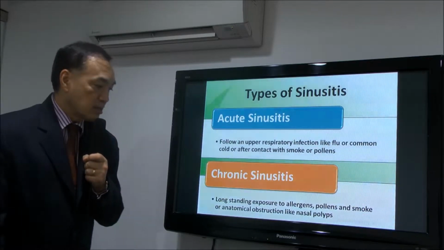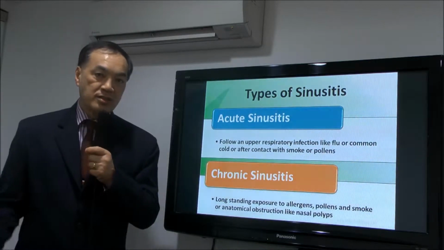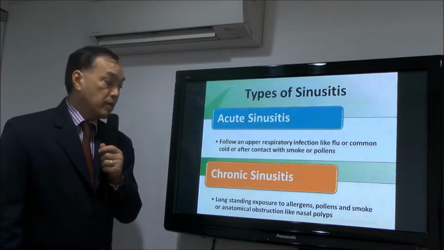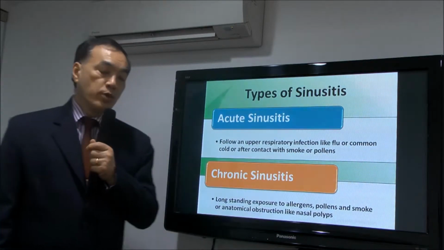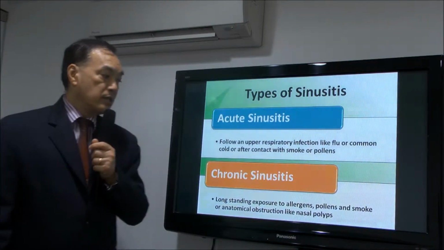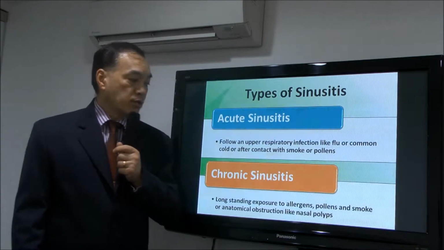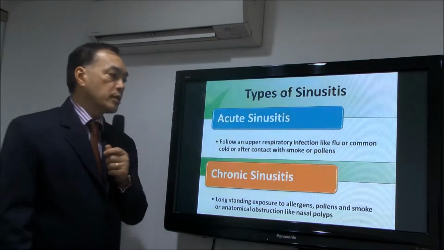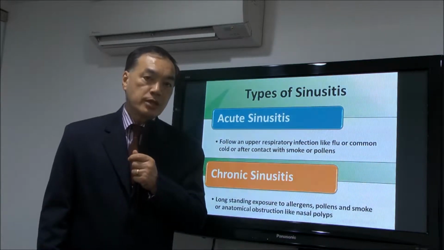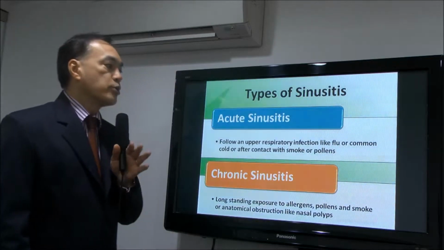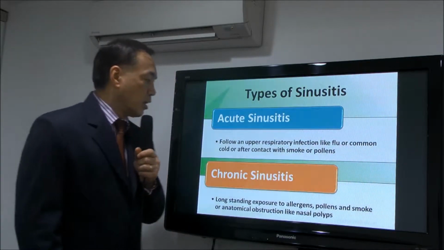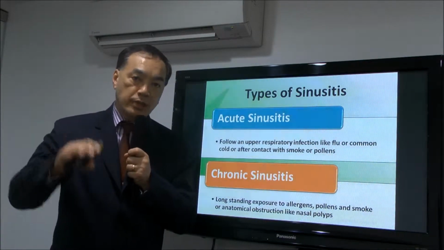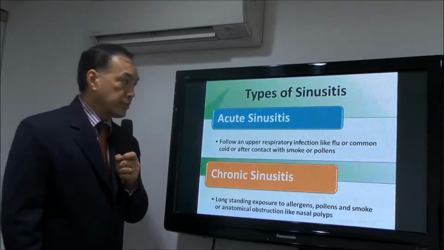Chronic sinusitis is a long-standing exposure to allergens, those substances that cause allergy, like pollens and smoke. But it can also be caused by an anatomical outgrowth in the nasal area, called nasal polyps in particular. So our aim is to reduce the toxins coming in, to strengthen our immune cells against allergy development, to kill germs coming in to cause flu and the common cold, and to reduce the size of the polyps through pulsed electromagnetic field, magnetic energy treatment.